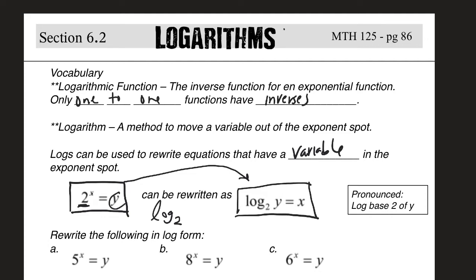Then I'm going to take the variable that's up in the exponential spot and what's on the other side of the equal symbol, and I'm going to have them trade spots. So this becomes log base 2 of y equals x. Again, log base 2 of y, and then we have that equal to x. Notice that x was in the exponential spot, and after I rewrite something as a log, it now becomes something that is not in the exponent spot.